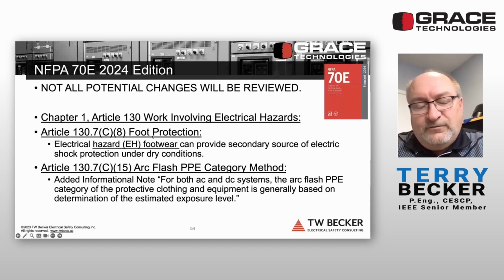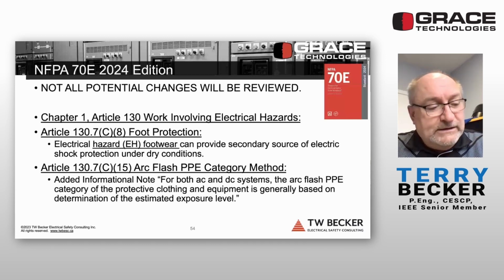Just clarifying for foot protection in Article 130.7C8 that it needs to be electrically hazard rated in the US. In Canada, it would be ohm rated. 130.7C15 added an informational note that for both AC and DC systems, the arc flash PP category of the protective clothing and equipment is generally based on determination of the estimated exposure level.